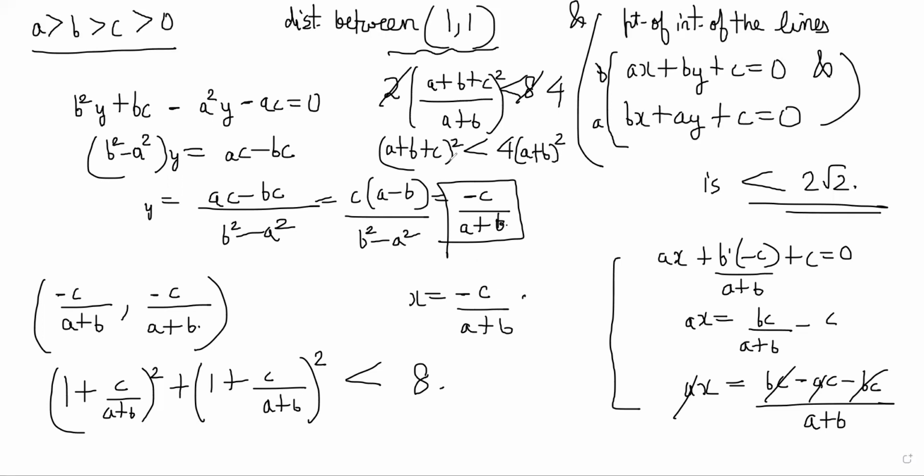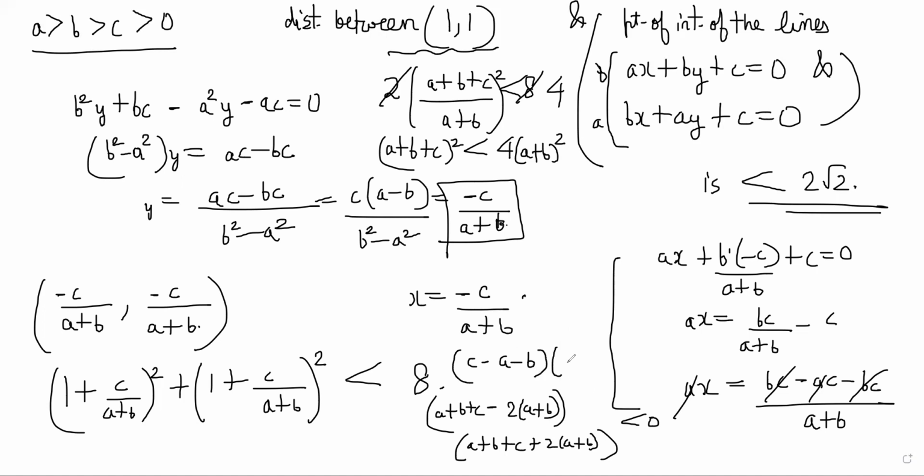So you will get, subtract and do a square minus b square. You'll get a plus b plus c minus 2 times (a plus b) multiplied by a plus b plus c plus 2 times (a plus b). Whole thing is less than 0. C minus a minus b multiplied by 3a plus 3b plus c is less than 0. So this is positive. So this must be negative, right? Yes, sir. C minus a minus b is less than 0.